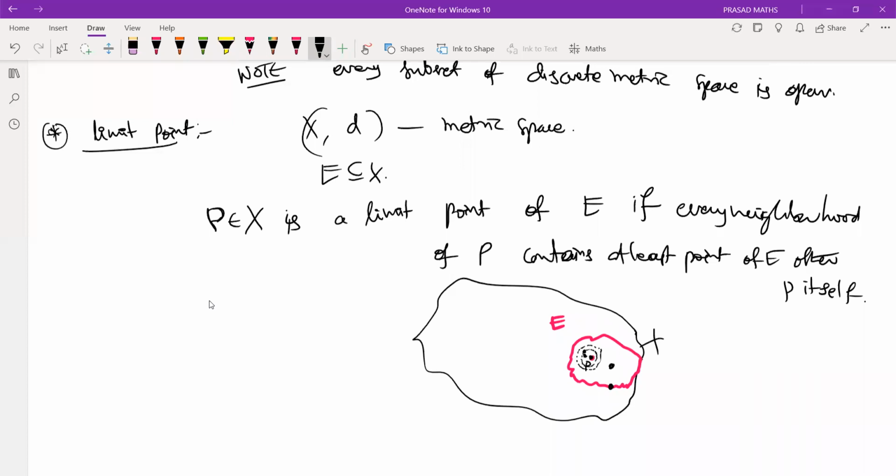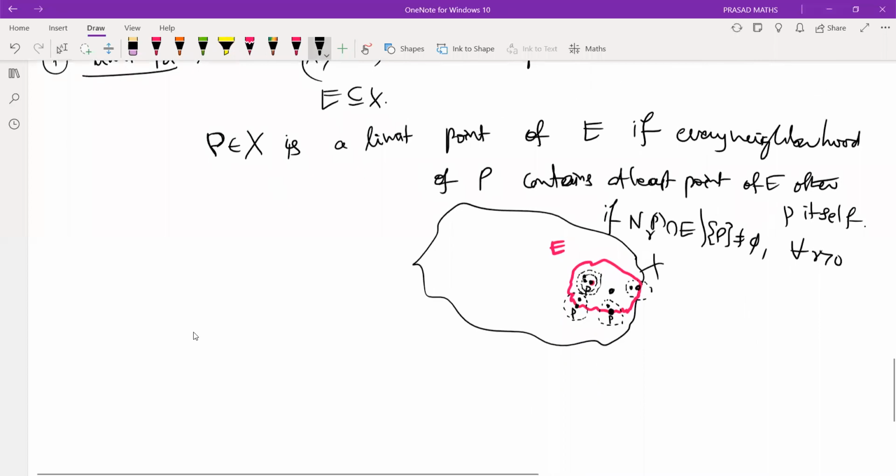Is it a limit point? Yes. Give me any neighborhood, it contains at least one point of E, at least one point other than the point itself. Is it a limit point? Yes, because you take any neighborhood around P, it contains at least one point. Is it a limit point? Yes, you give me any neighborhood, it contains at least one point other than P itself. Therefore, that is exactly the same as saying that any neighborhood of P intersects E at a point other than P itself.